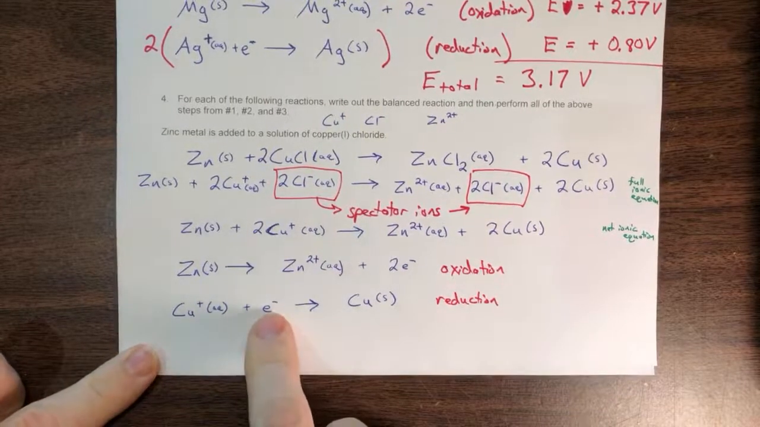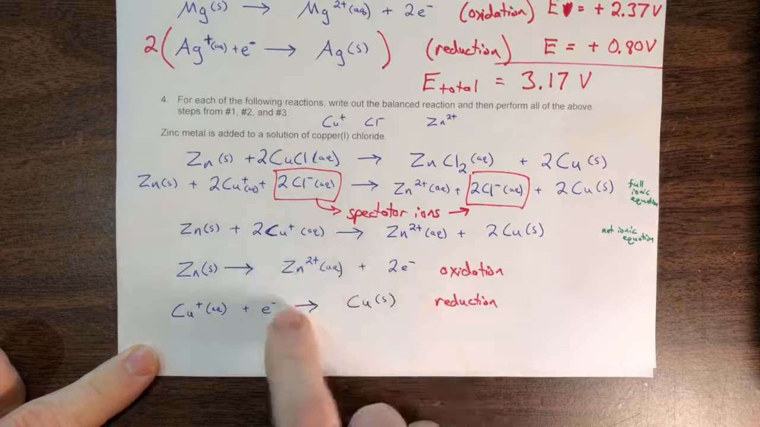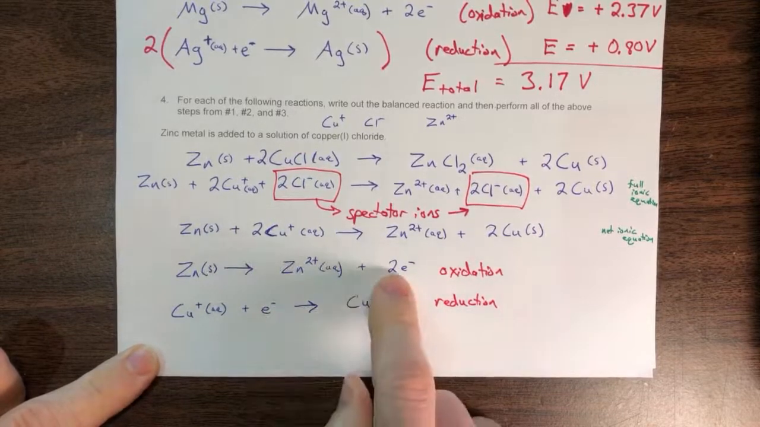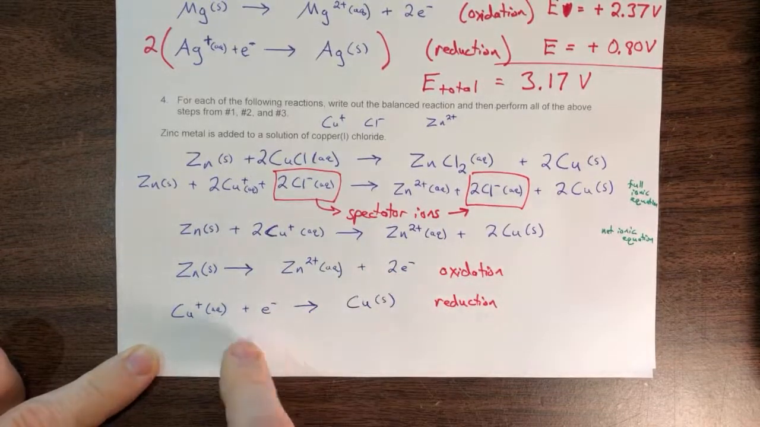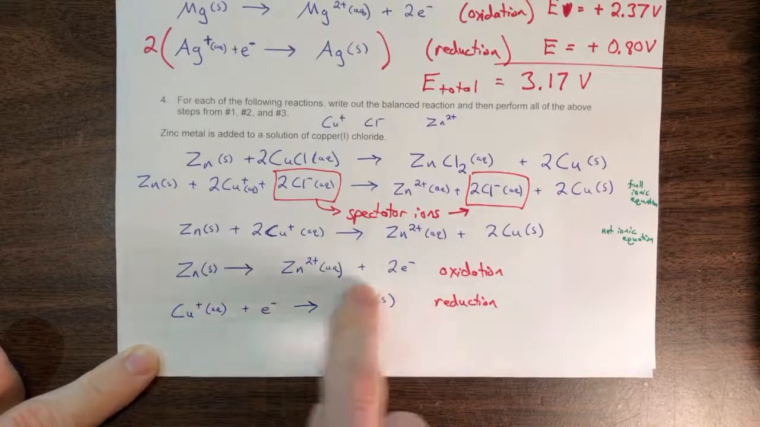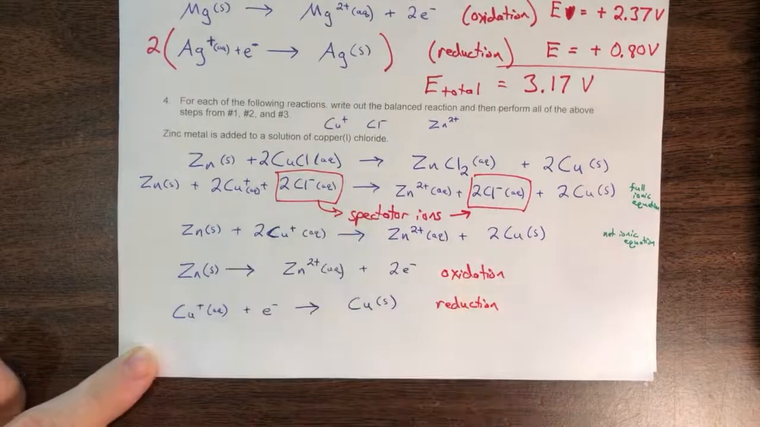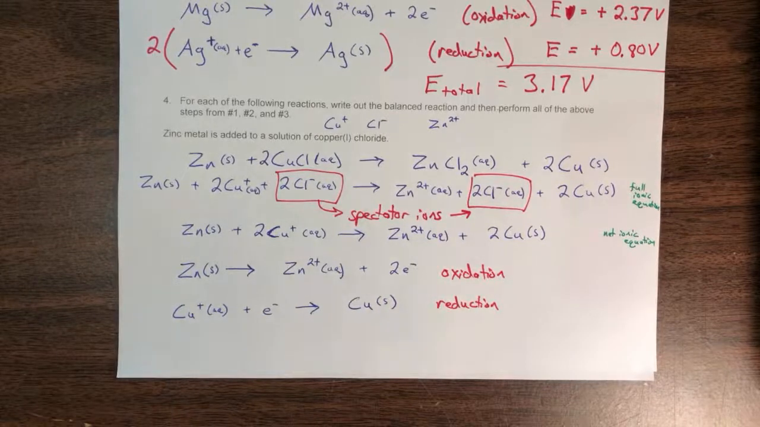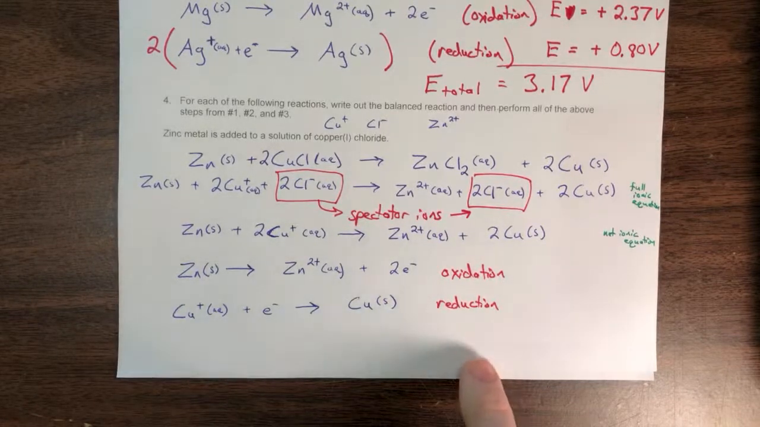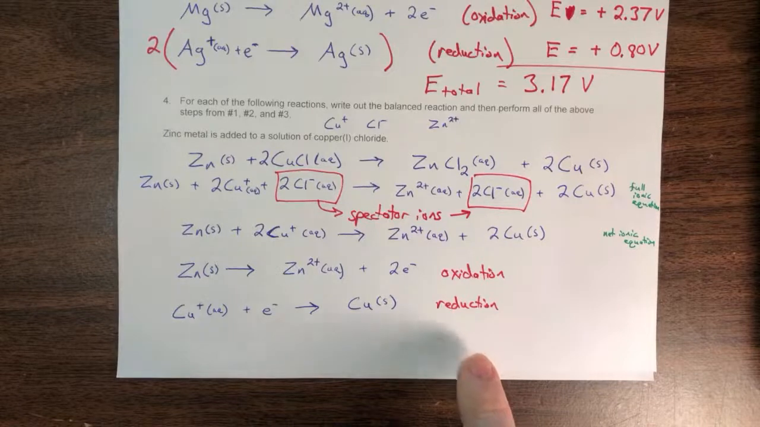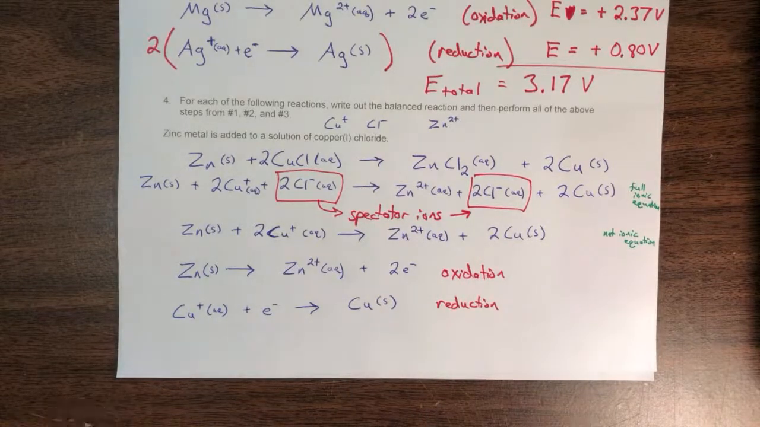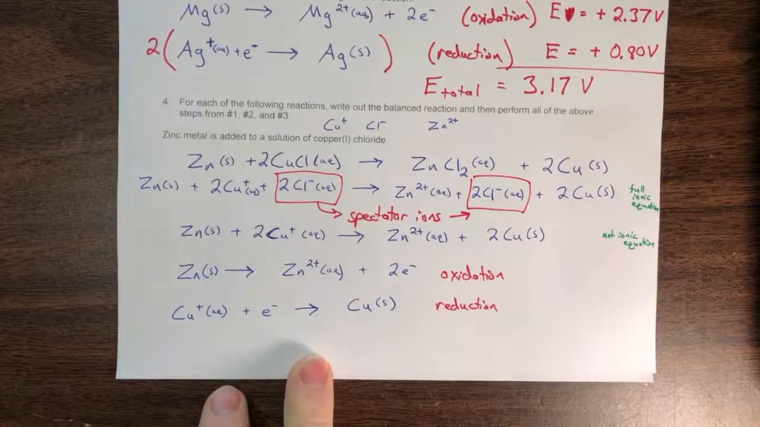So copper loses 1 electron, copper gains 1 electron, and zinc loses 2 electrons. This gaining of an electron is going to happen twice for every 1 time the zinc loses 2 electrons. Now, what else do we need to mention here? We need to calculate the voltage, and we do that by looking at zinc and copper on here.